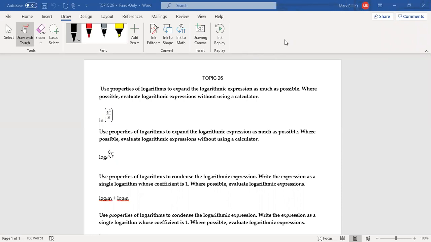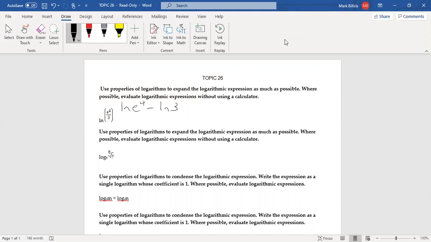Okay, let's look at topic 26. Use properties of logarithms to expand the logarithmic expression. So we're going to use the rules of logarithms to expand these logarithmic expressions. The first one, we have the natural log of e to the fourth over 3. This is a division problem, so we're going to use the quotient rule. We rewrite it as the natural log of e to the fourth minus the natural log of 3.